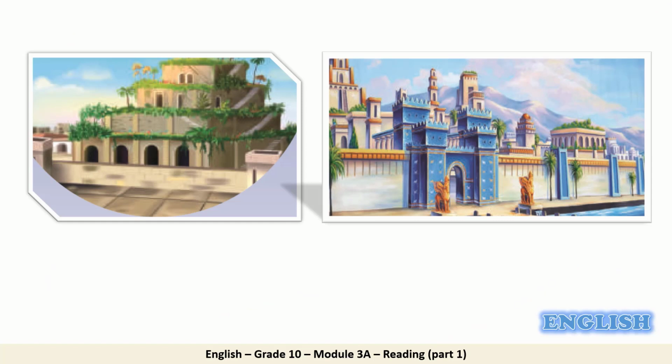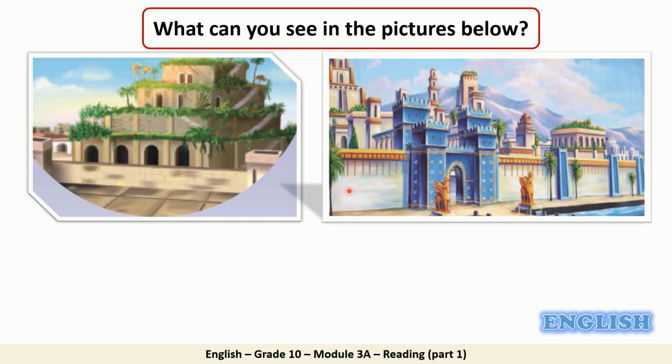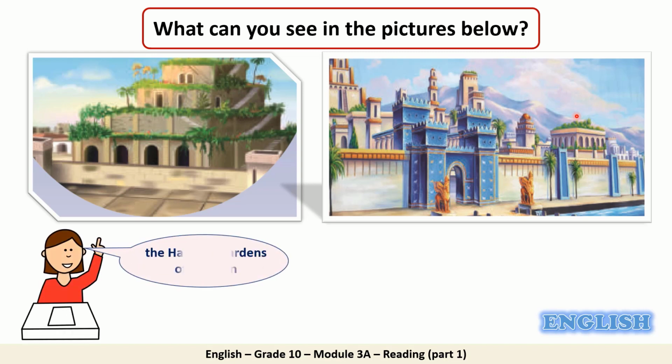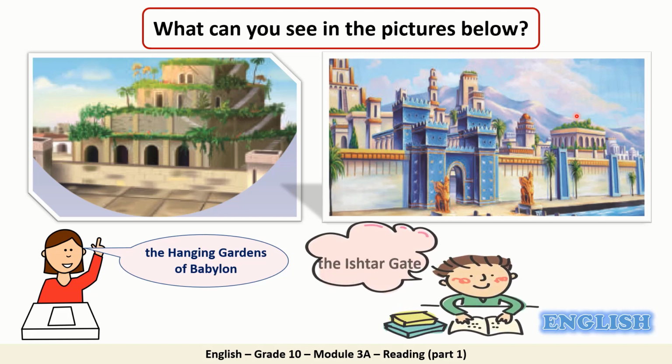So, let's get started. I want you to look at the 2 pictures carefully in your student book, pages 34 and 35. And tell me, what can you see in these pictures below? Have you seen them before? Pause for a while and think. Alright, now let's see your answers. The above pictures show the Hanging Gardens of Babylon and the Ishtar Gate.